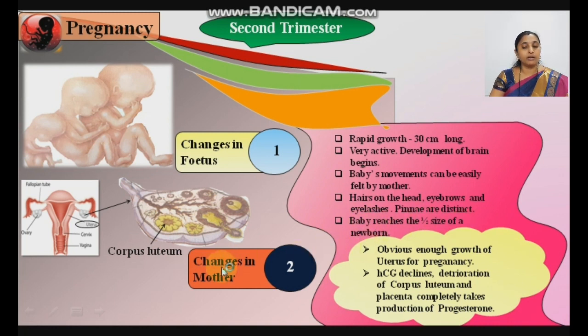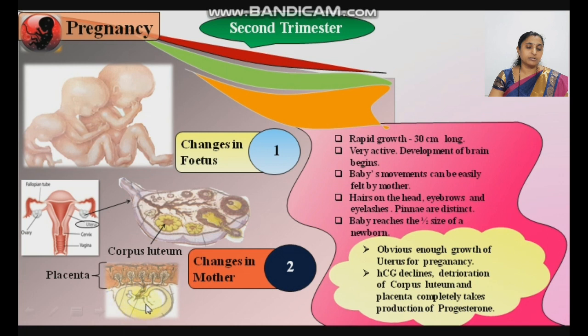And changes in the mother, obvious enough: growth of the uterus, decrease in the level of human chorionic gonadotropin, so the corpus luteum deteriorates, and the function of the corpus luteum is completely taken over by the placenta, that is, production of progesterone. Now come to the point, see your diagram, placenta. Where is the placenta present?